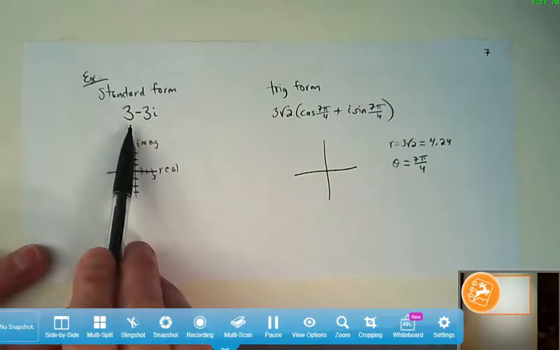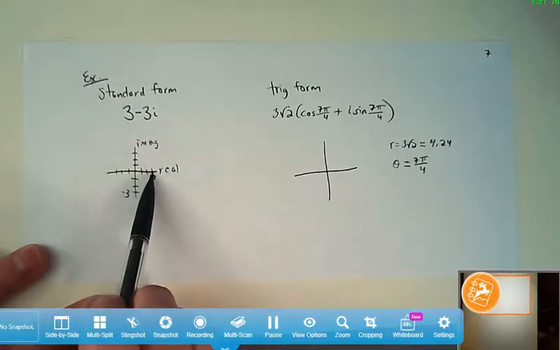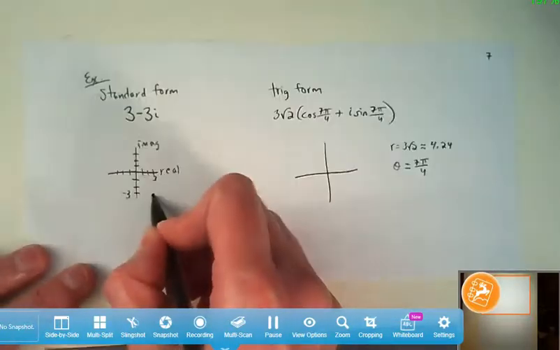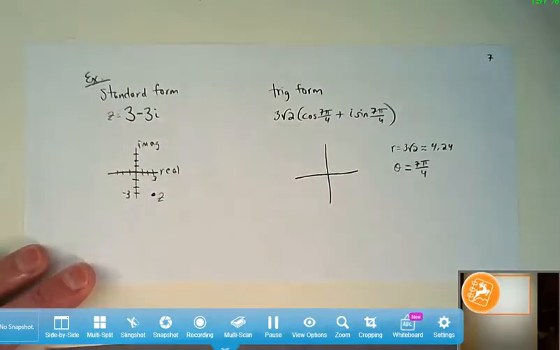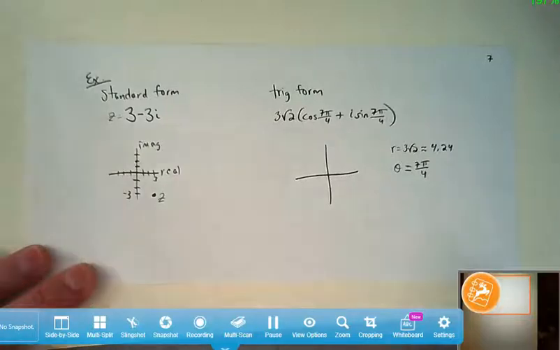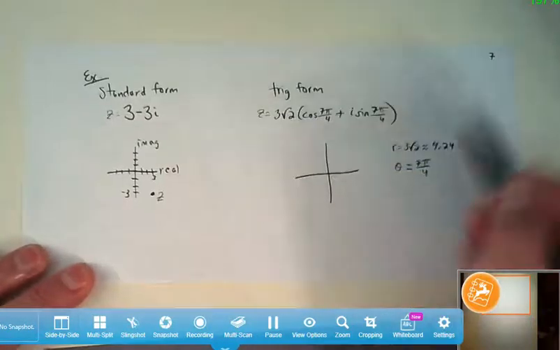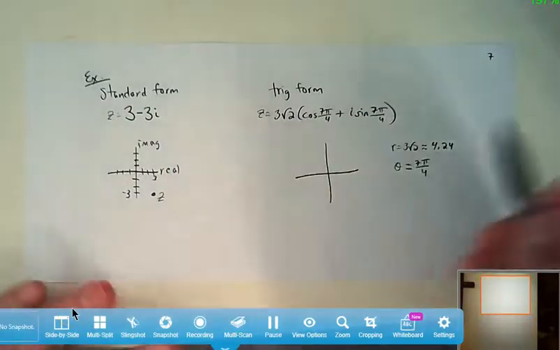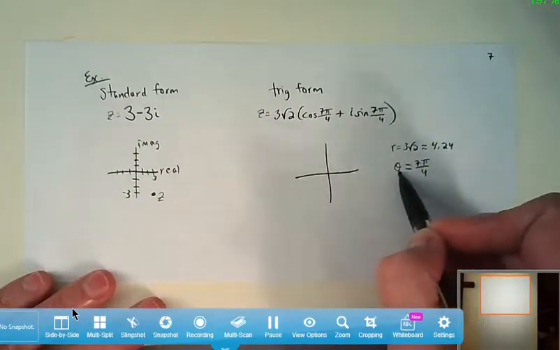This set of directions says, start at the origin, go 3 in the positive direction on the real axis, and then go down 3 on the imaginary axis. And that's how you get to this point. So if I call this z, I can just label that z. That's one set of directions to that location. Trig form provides us with a different set of directions to the same location. This set of directions involves an r, which is the distance from the origin. I put that in my calculator and find out that the approximation for that is 4.24. And then theta is 7 pi over 4.